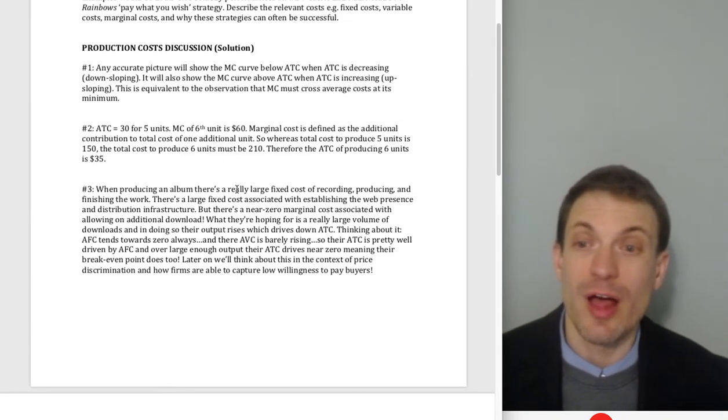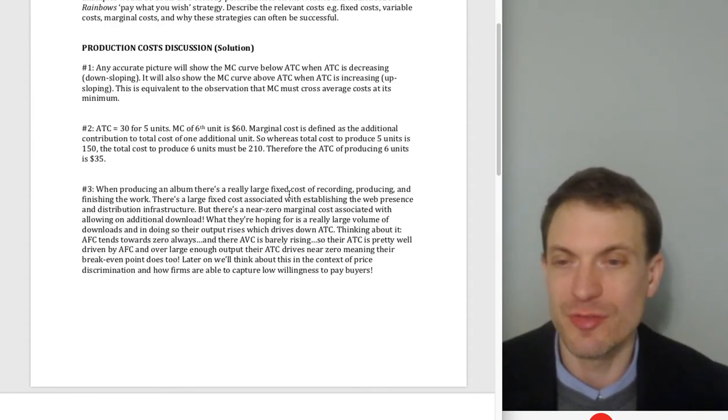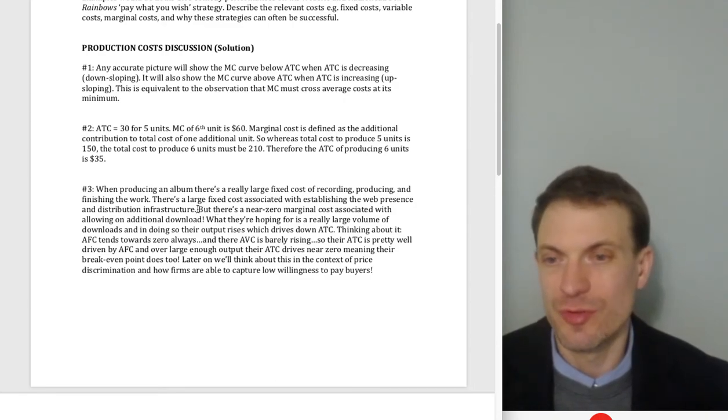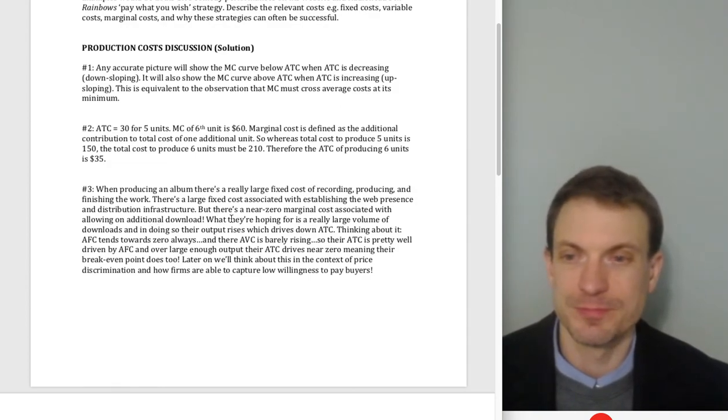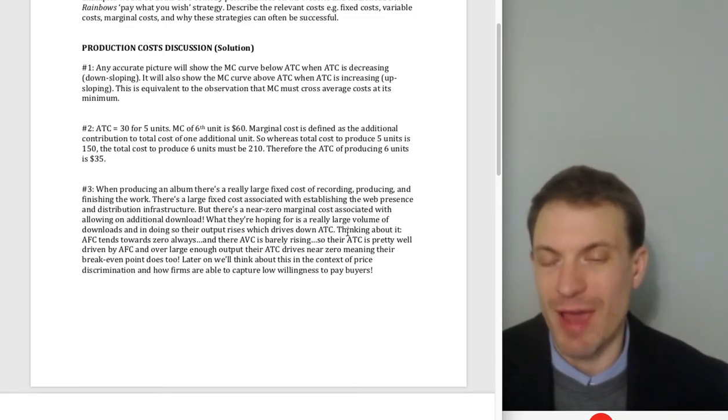When producing an album, there's a really large fixed cost of recording, producing, finishing the work. There's a large fixed cost associated with establishing the web presence, distribution infrastructure, bandwidth, and so on and so forth. But there's a near zero marginal cost associated with allowing one more download. What they're really hoping for is a really large volume of downloads. In doing so, their output rises, driving down average total cost.